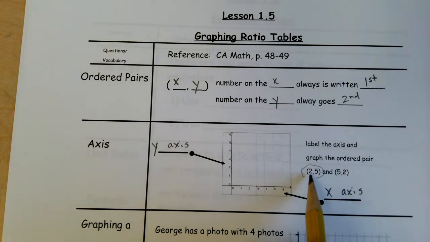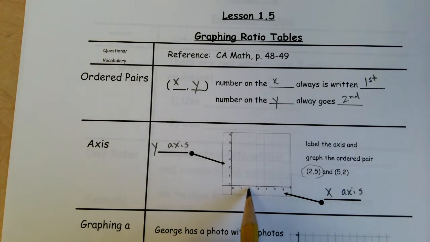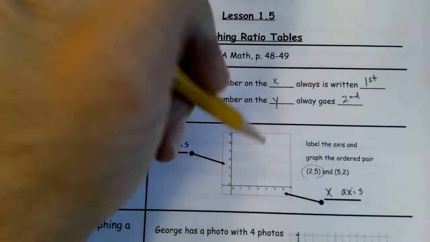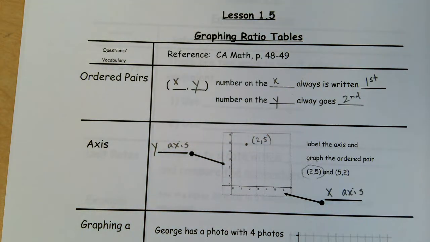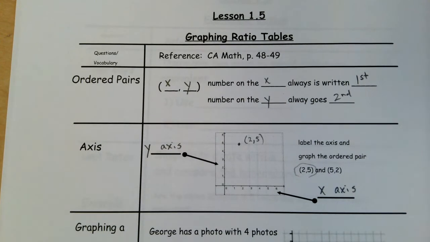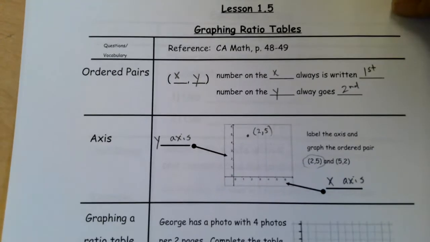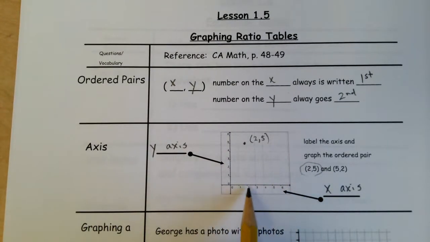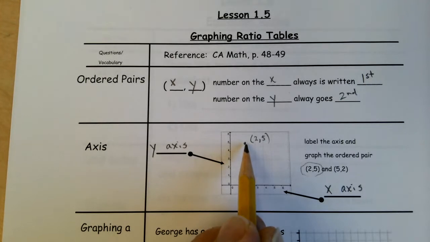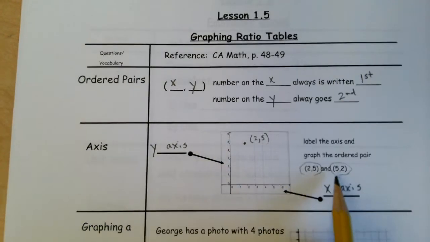(2, 5). So 2 along the x-axis, we go over 2 to the x-axis, and then we go up 5. This is written pretty teeny tiny, but it's going to be right there. Sometimes they'll ask you to put a letter next to the dot, or sometimes they'll ask you to put the numbers next to the dot, or sometimes they just ask you to put the dot. In this case, I'm going to put that there so it's clear. So x went first, we go over to the 2, and then up 5. Okay.